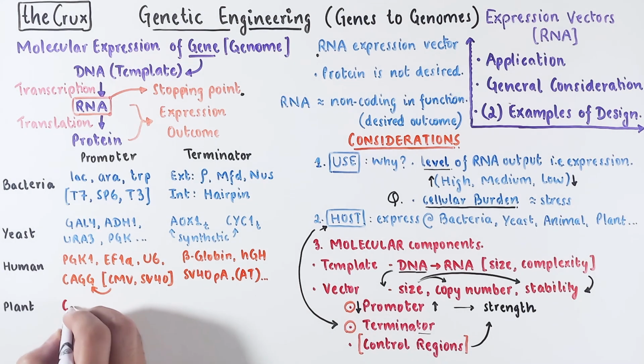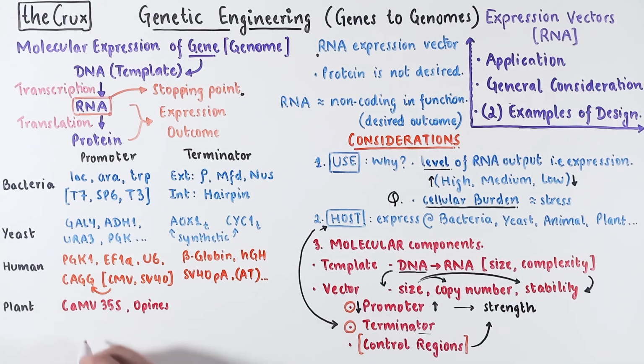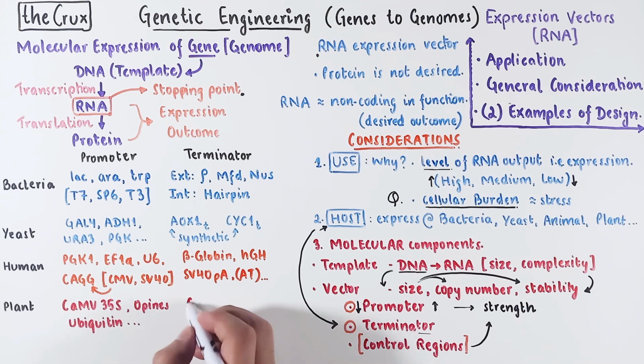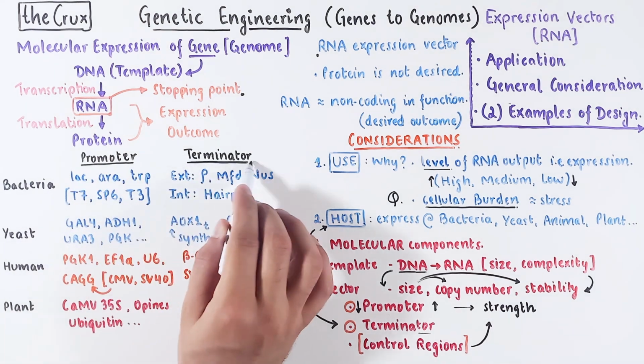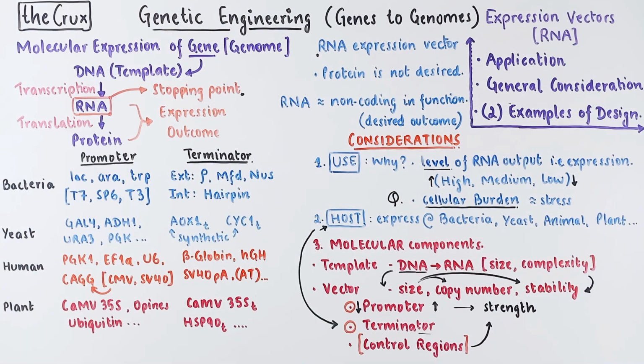Plant-specific promoters often come from the cauliflower mosaic virus, the opine genes, or the ubiquitin genes. The terminators often come from the same genes as well, among a few others. These are commonly used promoters and terminator elements. Do not take this as an exhaustive list.